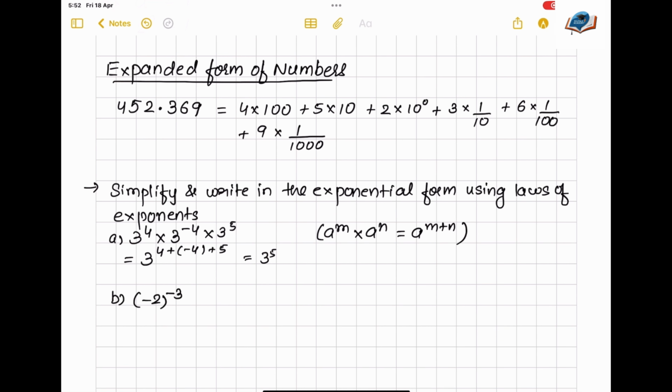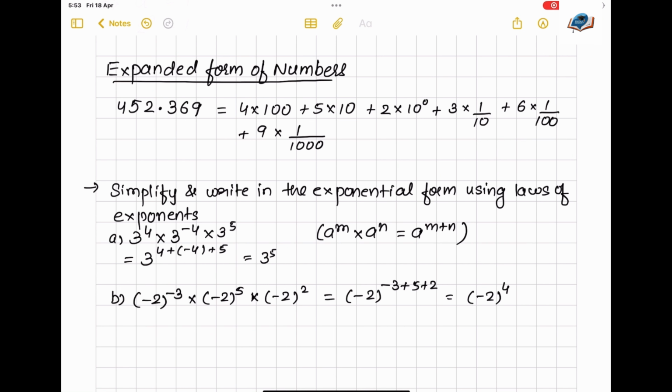Now let us do one more example in this, that is minus 2 raised to minus 3 into minus 2 raised to 5 into minus 2 raised to 2. So here also it will be minus 2 whole raised to minus 3 plus 5 plus 2. So that is minus 2 raised to minus 3 plus 2 will be minus 1, 5 minus 1 will be 4.